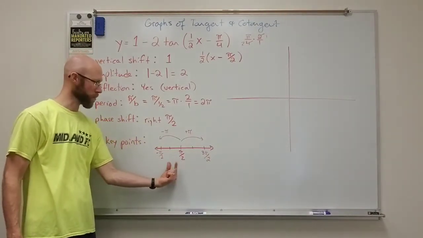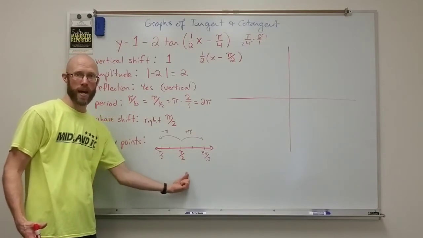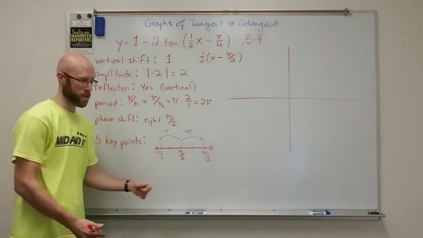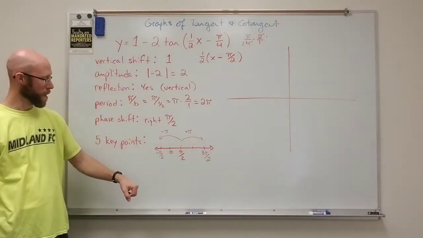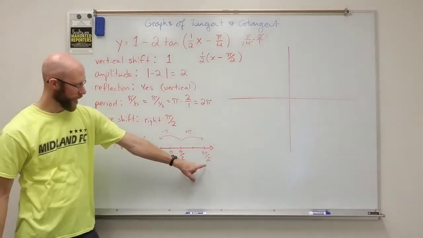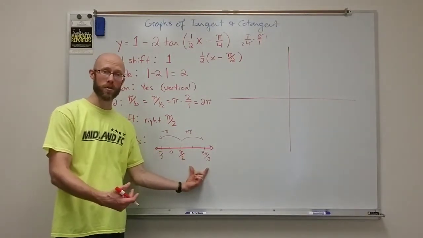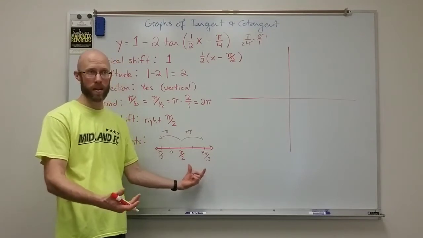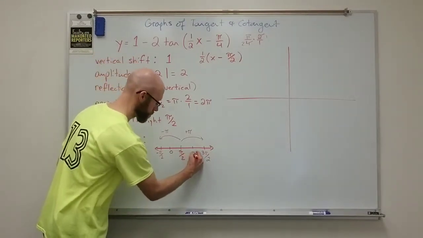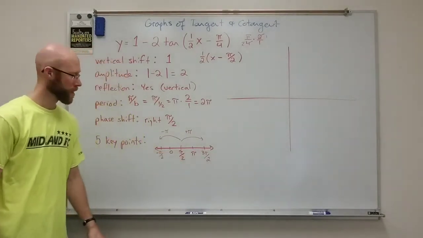The average of negative pi over 2 and pi over 2 is 0, because when you average, you add them together and divide by 2. Add them together, you get 0. Divide by 2, you still get 0. So that one's 0. And then the average for pi over 2 and 3 pi over 2, if you add those together, you get 4 pi over 2, which is 2 pi. And when you cut that in half, you get pi, which makes sense, right? Between 1/2 and 3 halves is 2 halves.